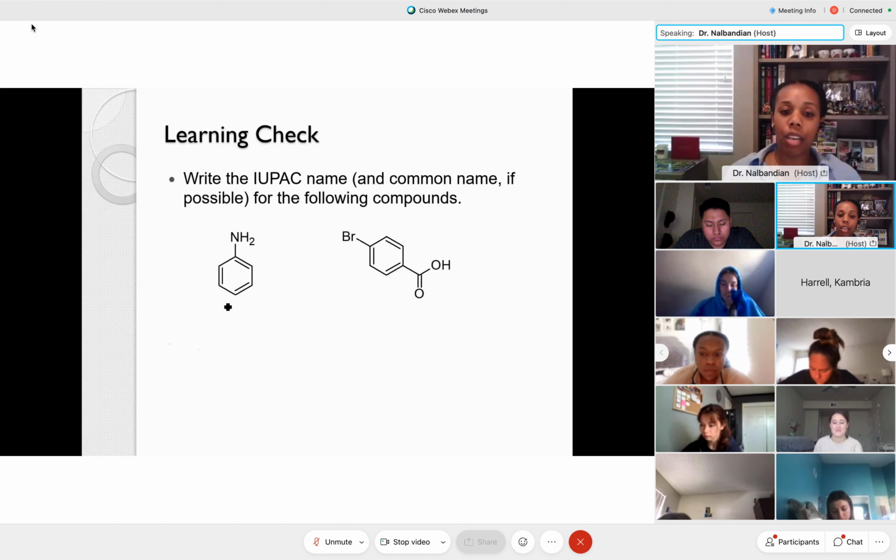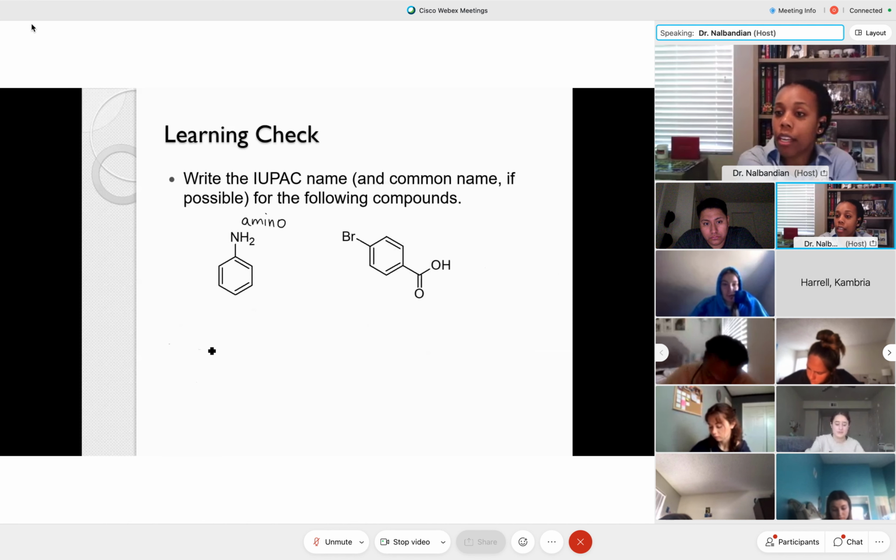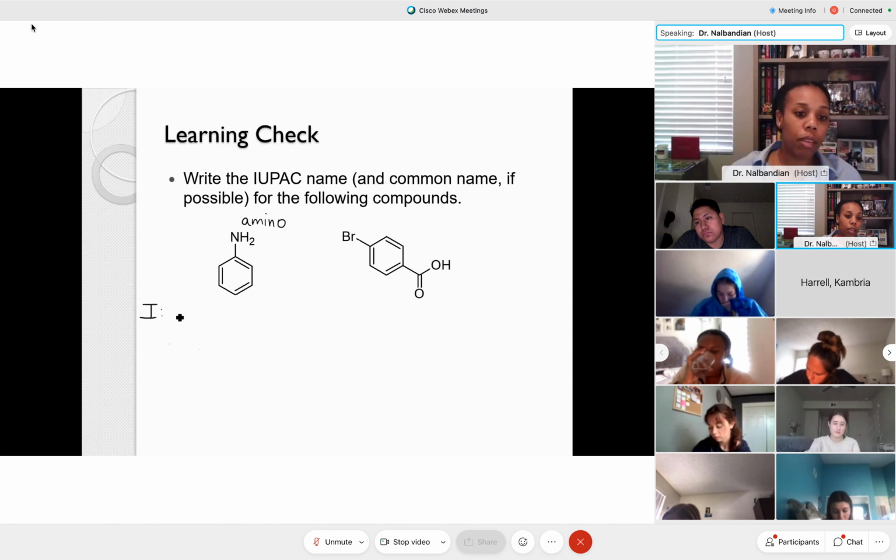So looking at this, we have a benzene with an amine. And so this is called an amino group. You've heard of an amino acid, right? An amino acid has some kind of a nitrogen on it, and then it has a carboxylic acid. So here's the amine.